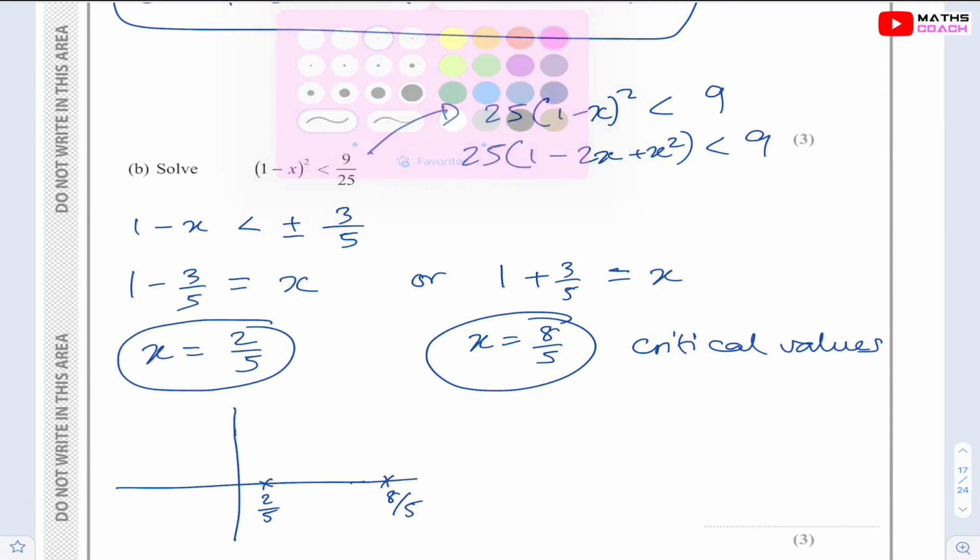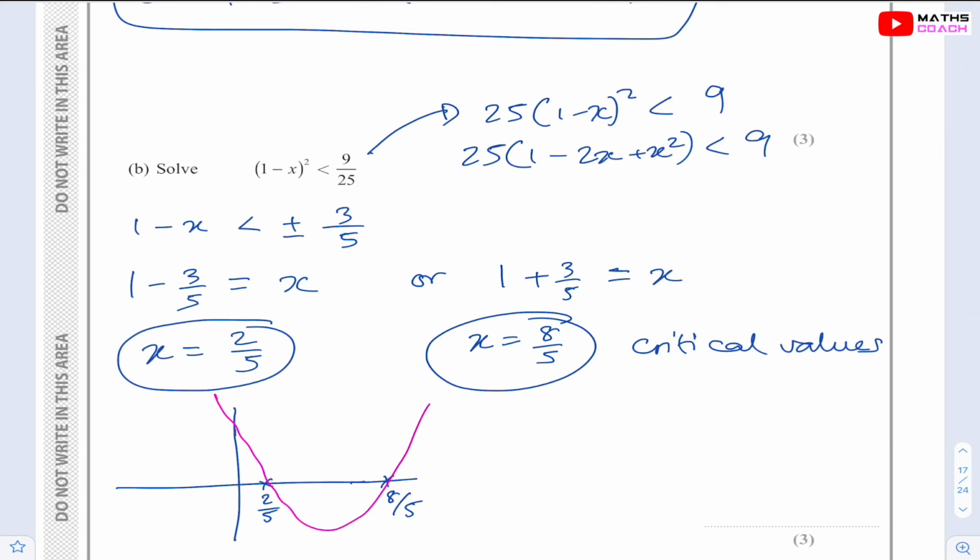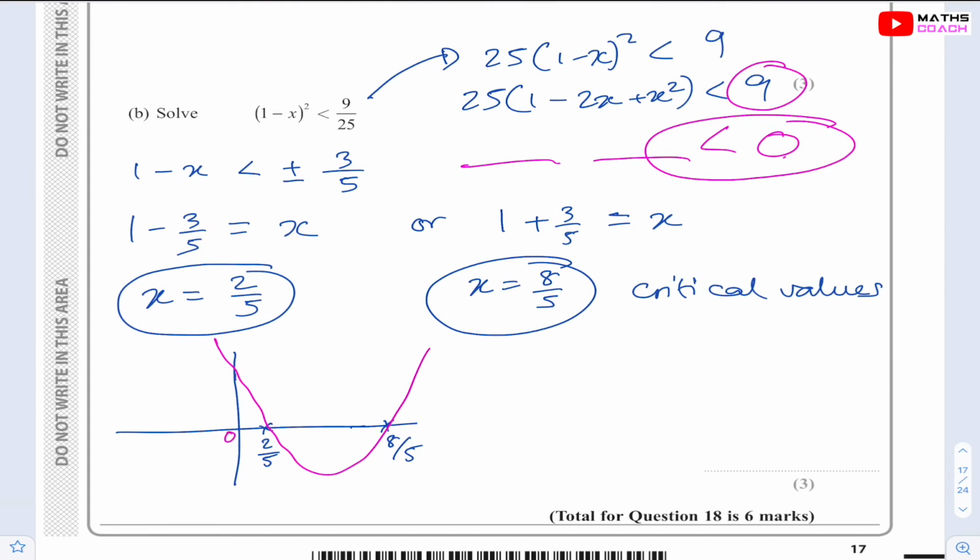So I can go back down here and I can draw my quadratic. Now another reason why I did this expansion here is to work out whether I'm going below the axis or above the axis, the x-axis here. If I get rid of this 9 by dividing by 9, I will end up with a 0. So everything on this side will be less than 0. So less than 0 are my y values. So therefore I am looking for everything less than 0. I am looking for all the values between there. So my range of answers for x will be less than 8 over 5, but greater than 2 over 5.